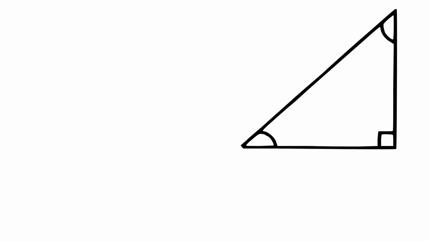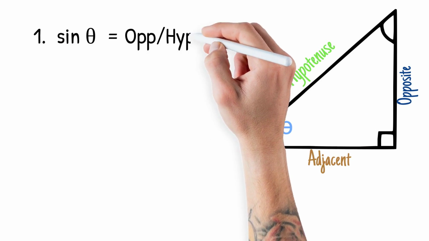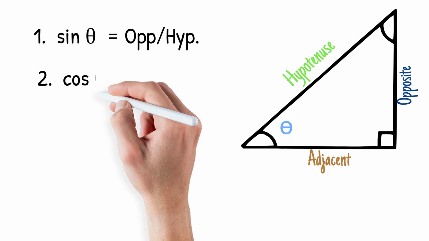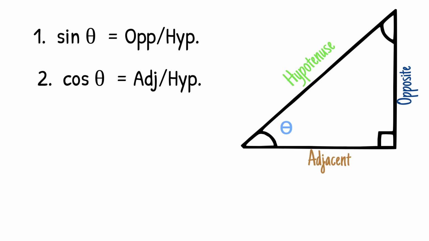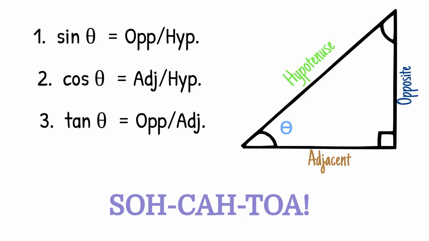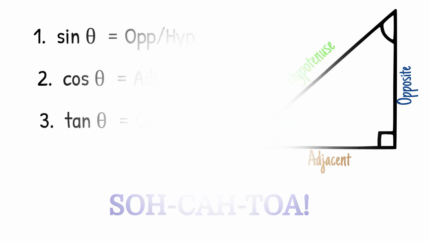Remember the right-angled triangle we looked at earlier? Let's bring it back. Trigonometry is built on three main ratios: sine, cosine, and tangent. Sine theta equals opposite over hypotenuse. Cosine theta equals adjacent over hypotenuse, and tangent theta equals opposite over adjacent. To remember them easily, use the phrase SOH CAH TOA.